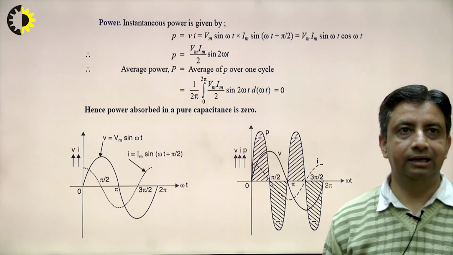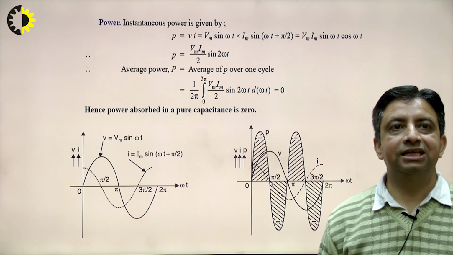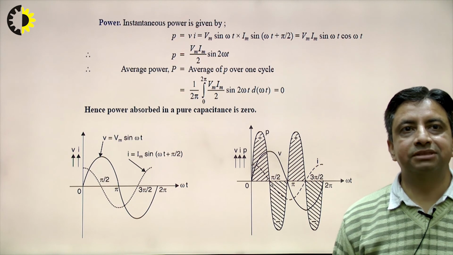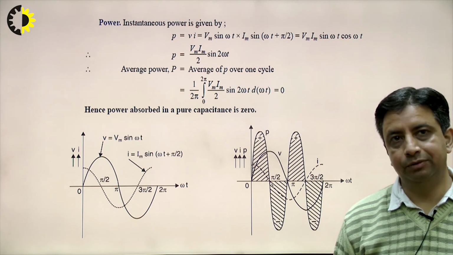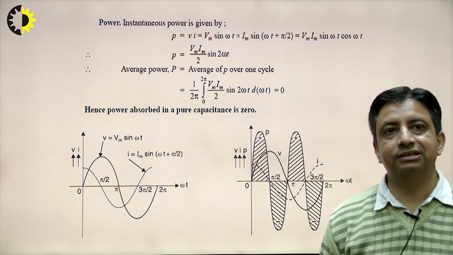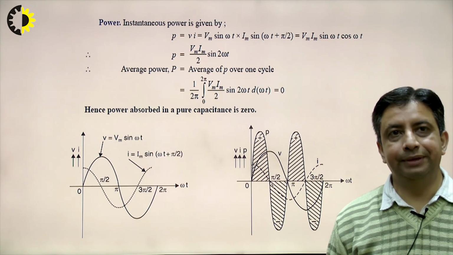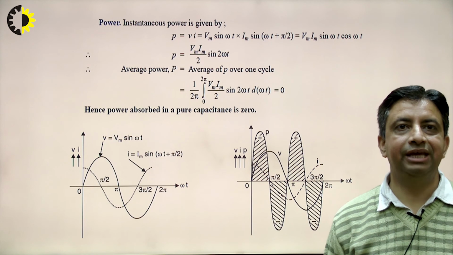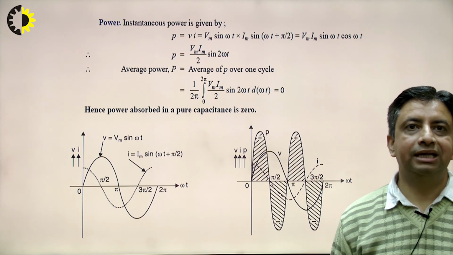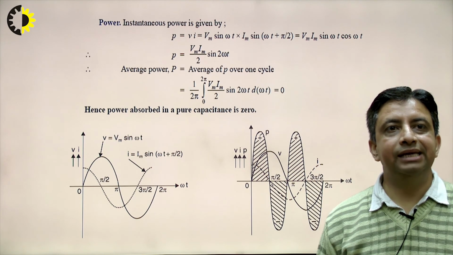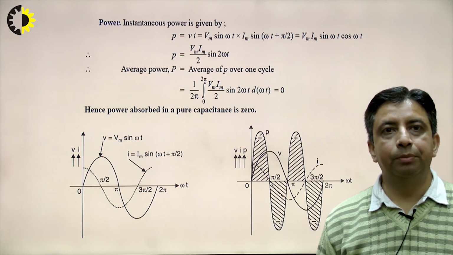Now, coming to the power for this, we know that power is the instantaneous product of voltage and current. The voltage expression is Vm sin omega t and the current expression is Im sin(omega t plus pi by 2). We know that sin(omega t plus pi by 2) is cos omega t. So, we have written Vm Im sin omega t cos omega t. So, power is equal to Vm Im by 2 sin 2 omega t.